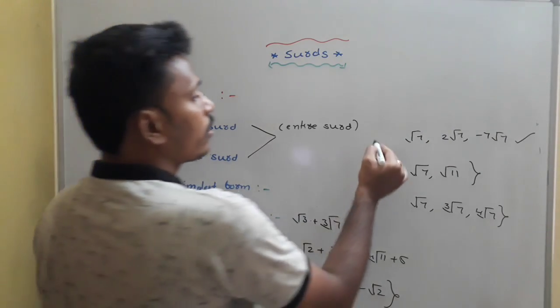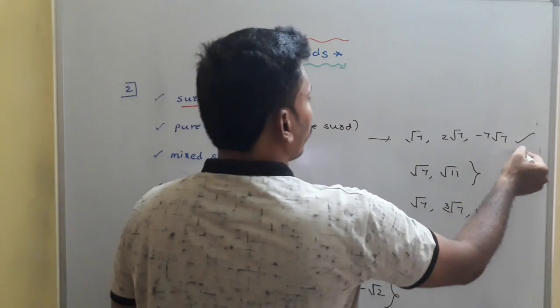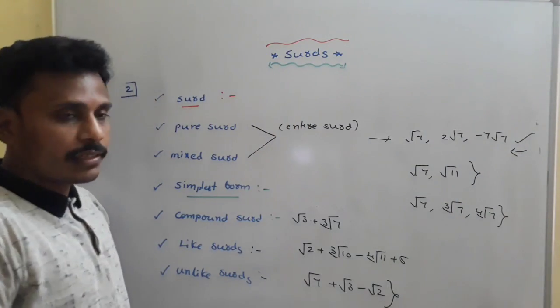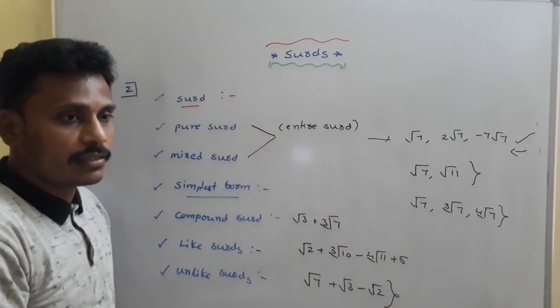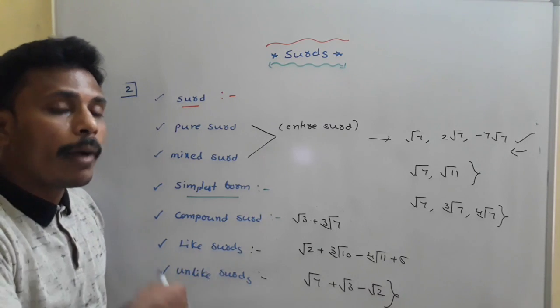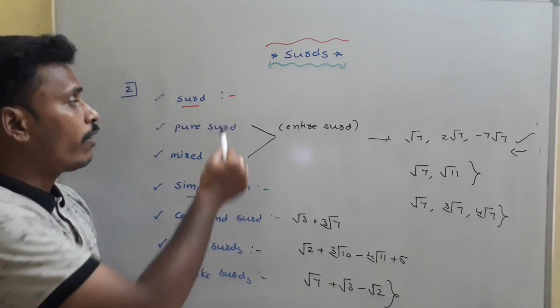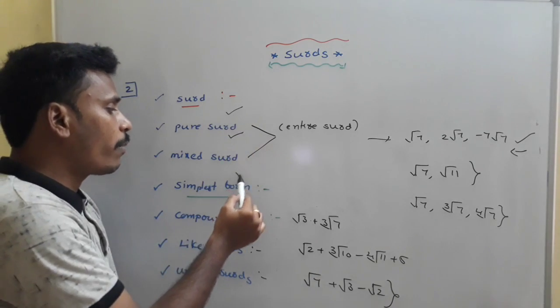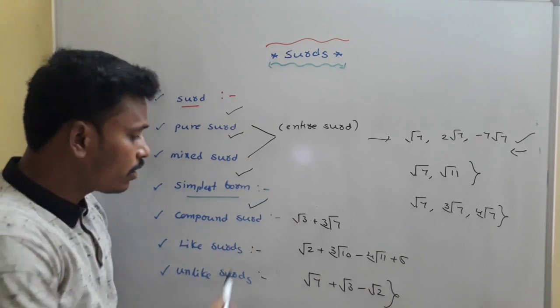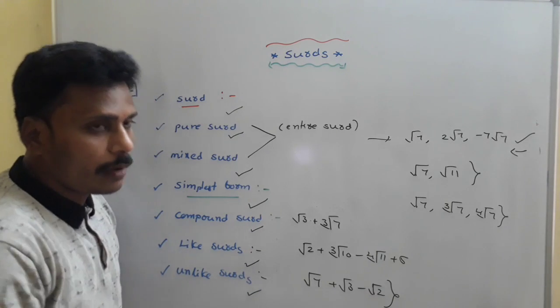Like surds means root 7, 2 root 7 minus 7 root 7, like this they appear, then we consider them like surds, and these are unlike surds. I think everything is clear. You just try to mention 2 to 3 examples for surd, for pure surd, for mixed surd, simplest form of surds, as well as compound surd, like surds and unlike surds. Have a look.